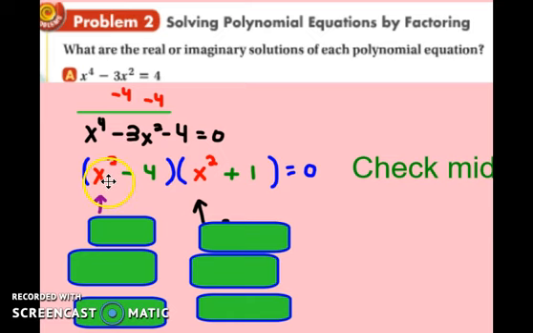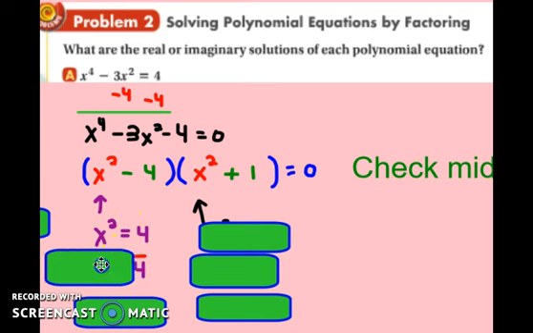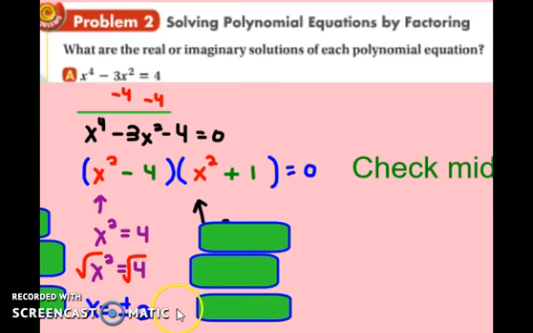So I want to find the solutions. I need to have 4 solutions because my degree is 4. So x squared, it's got to equal 4 because 4 minus 4 is 0. So I'm going to go x squared equals 4. Square root of both sides, get rid of the square. Square root of 4 is 2, so I get plus or minus 2. That's 2 solutions.